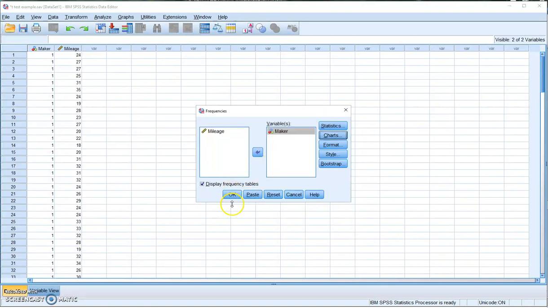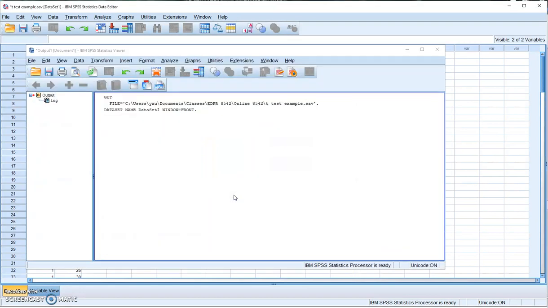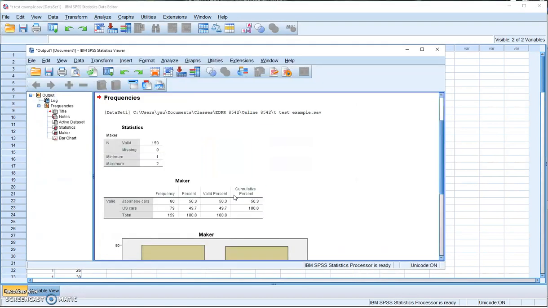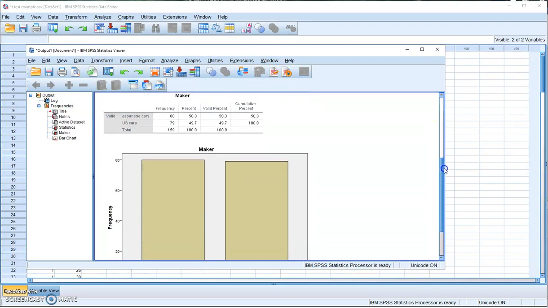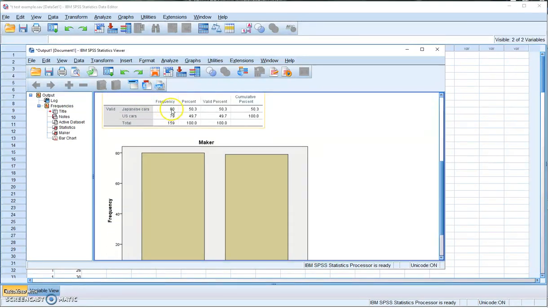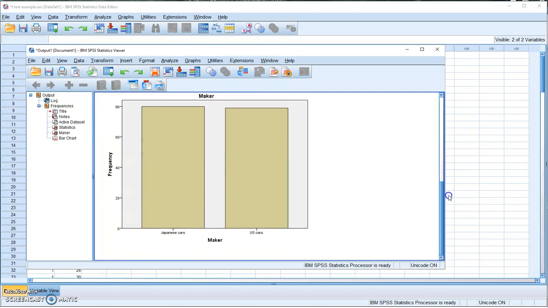Okay, and once you're here, you click OK. And in the output file, you can see that there are 80 cars in the sample that are Japanese cars, and 79 of the sample, they are US cars. And there's a slight difference in the height of the two bars, because this one has a frequency of 80, this next one has a frequency of 79.